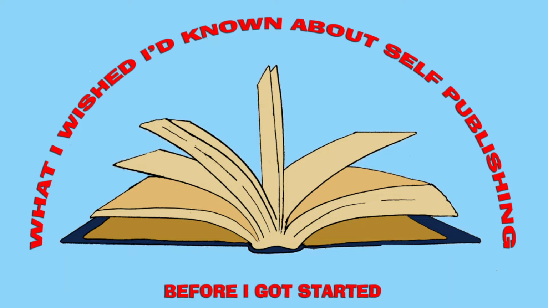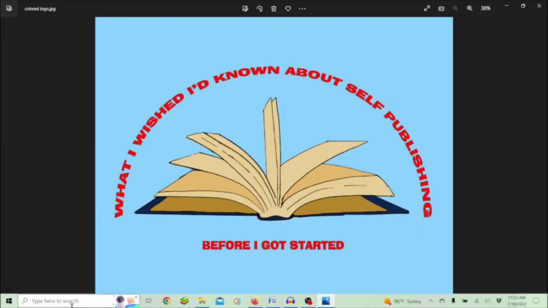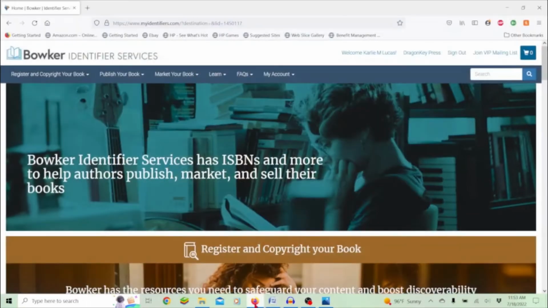I am Karlie with Dragon Key Press, and today I wanted to talk about the setup of your ISBN on myidentifiers.com, which is one of the websites owned by Bowker, the only official dealer broker of ISBNs inside the United States, at least as far as getting them personally for yourself and not through a third party like Amazon.